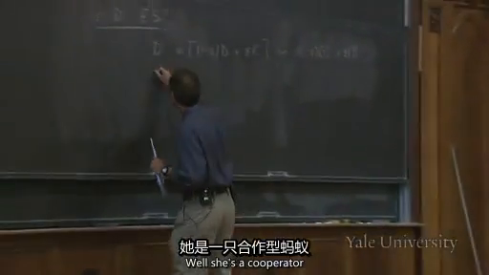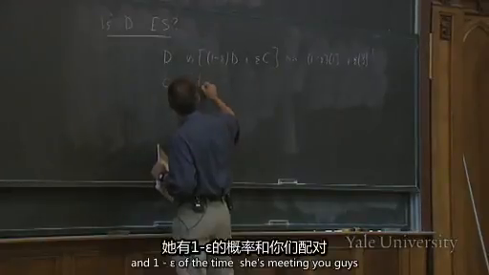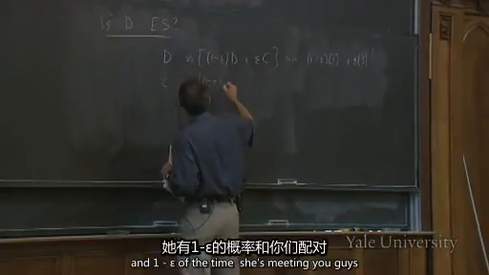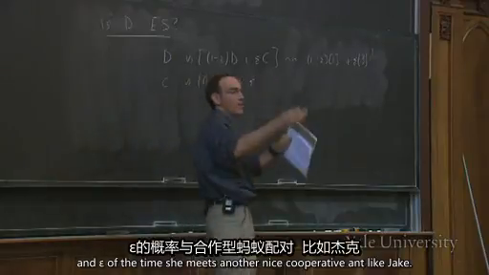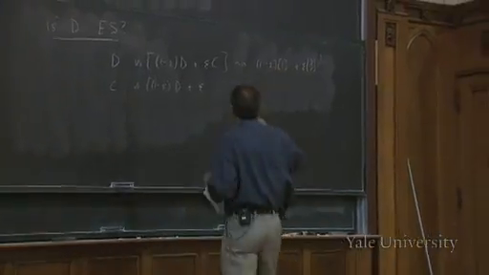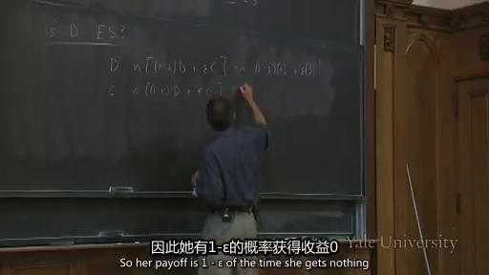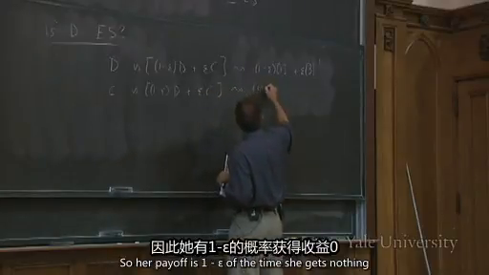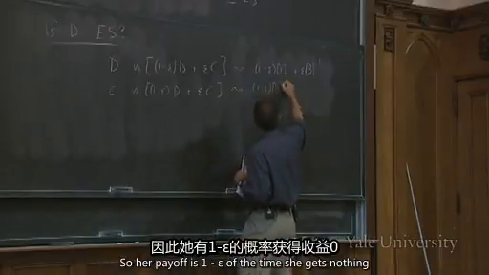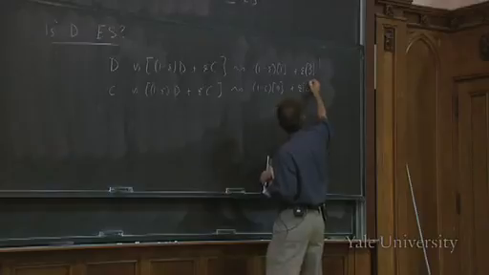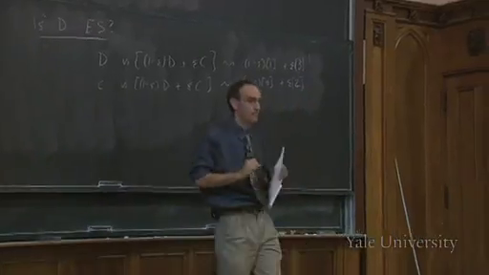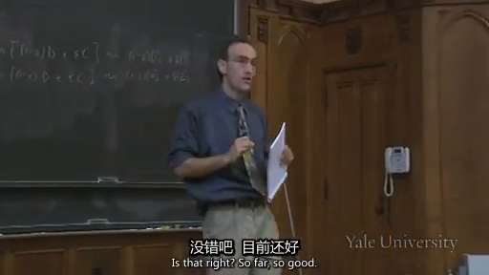All right, and how's she doing? Well, she's a cooperator, and 1 minus epsilon of the time, she's meeting you guys, and epsilon of the time, she meets another nice cooperative ant like Jake. All right? So her payoff is 1 minus epsilon of the time, she gets nothing, and epsilon of the time, she does pretty well and gets 2. But it's only epsilon of the time. Is that right? So far, so good.